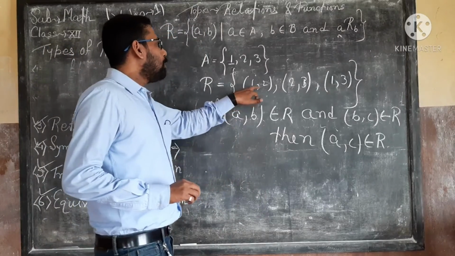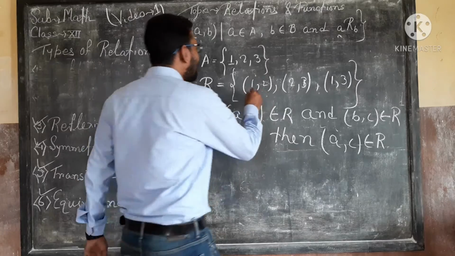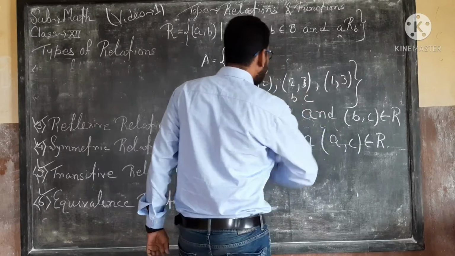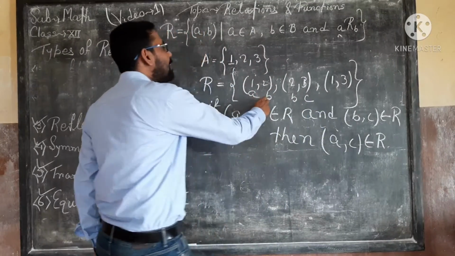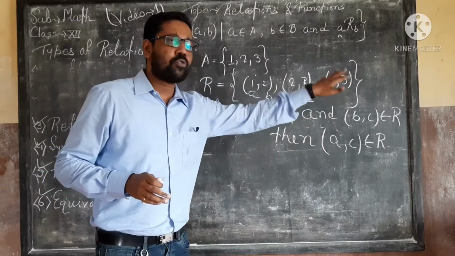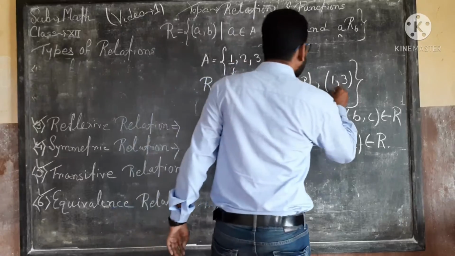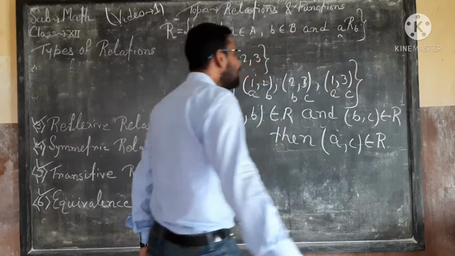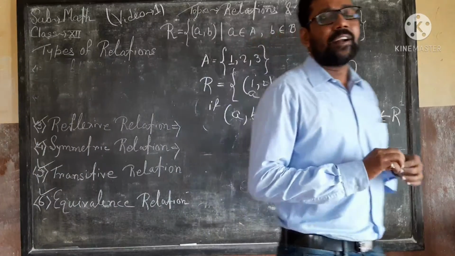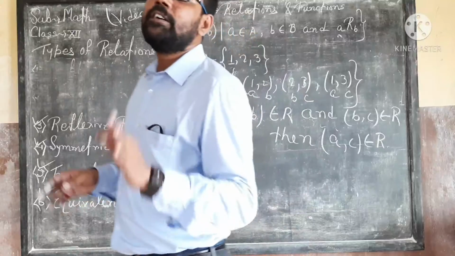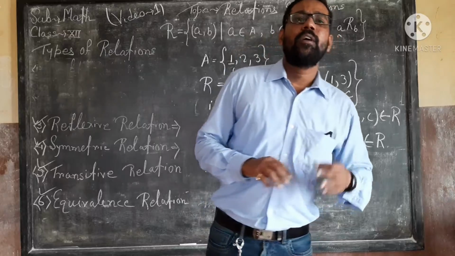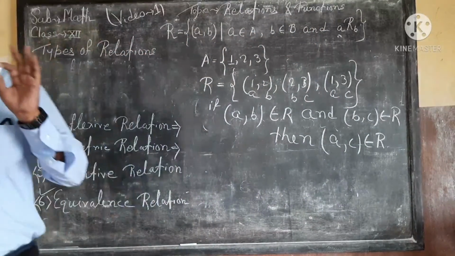So (1, 2), if you consider that this one is (a, b), this one is (b, c). So that means (a, b) belongs to R and (b, c) also belongs to R. Then (a, c), so this is a and this is nothing but c. That means (a, c) also belongs to R. That means these relations satisfy the transitive relation criteria. Okay, so these are the examples for the reflexive, symmetric and transitive relations.